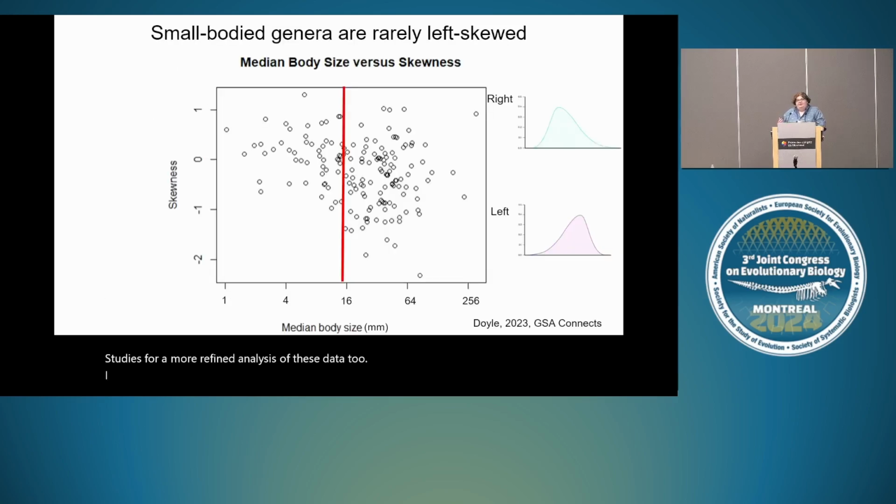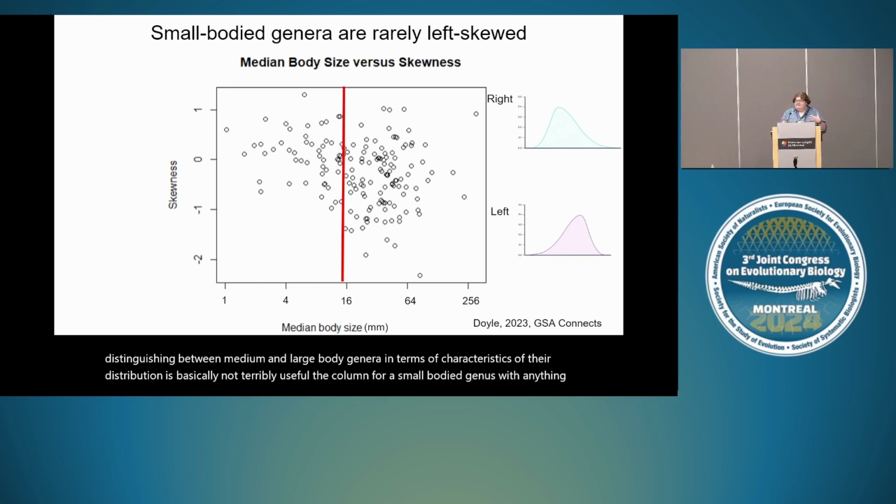I should note that unlike previous analyses that I've presented on skewness, I split genera here into just two body size classes, small and large, because like I mentioned earlier, distinguishing between medium and large bodied genera in terms of characteristics of their distribution is basically not terribly useful. The cutoff for a small-bodied genus was anything with a median size under 15.44 millimeters. This corresponds with, and indeed is partly defined using, that sharp contrast in the skewness of the distributions. This cutoff leaves roughly 2/3 of the genera in the large body size class and 1/3 in the small size class.